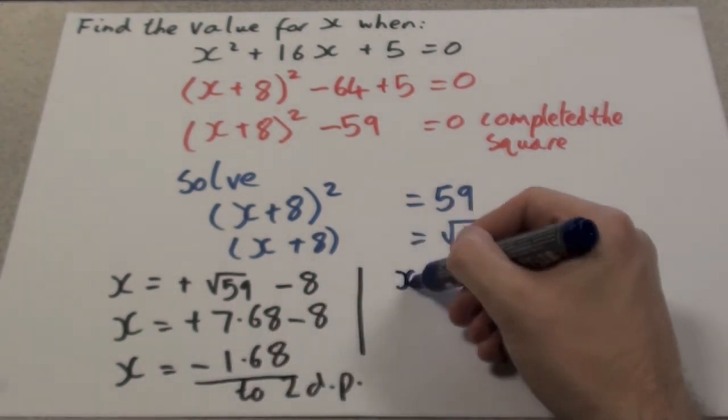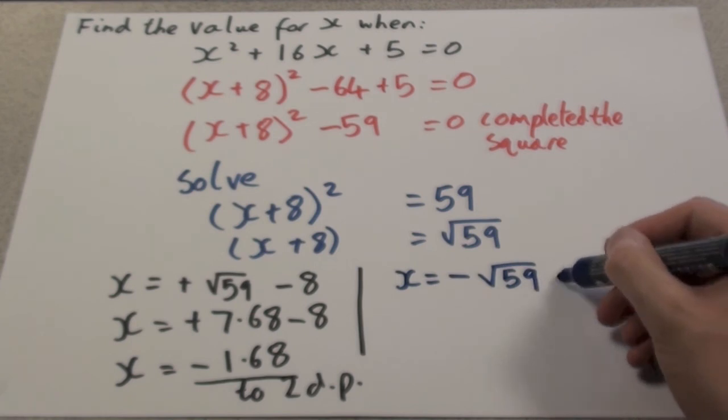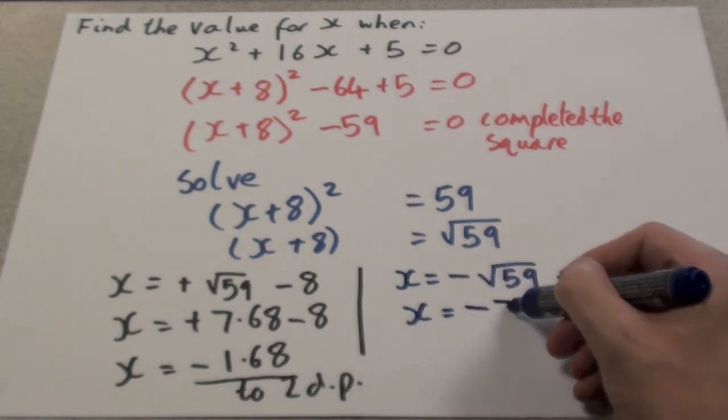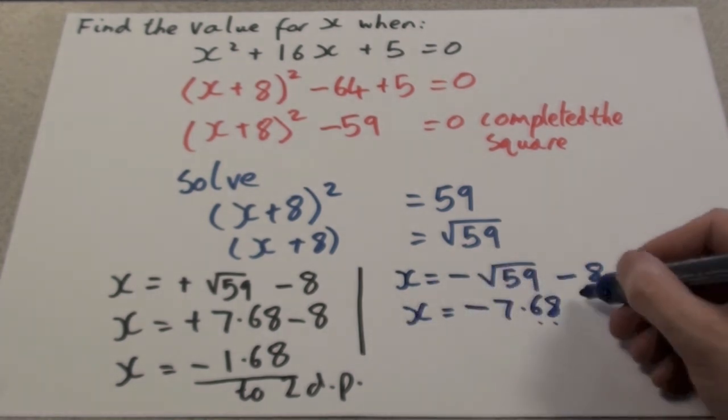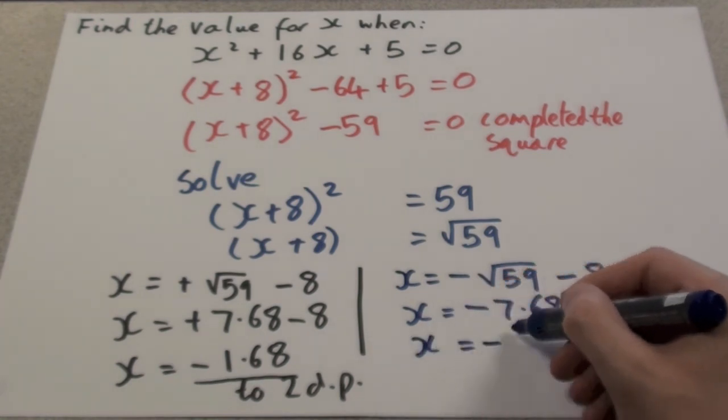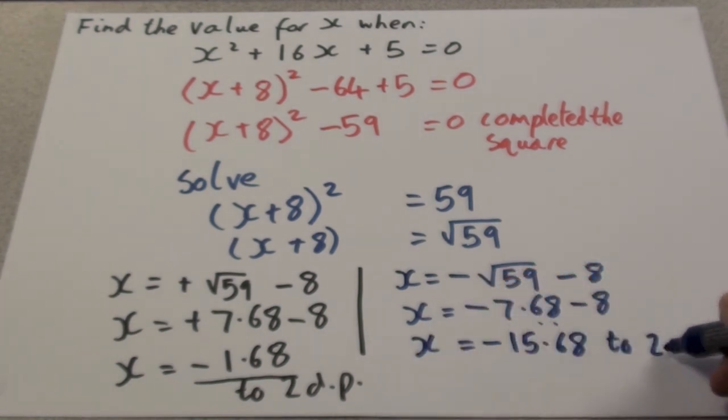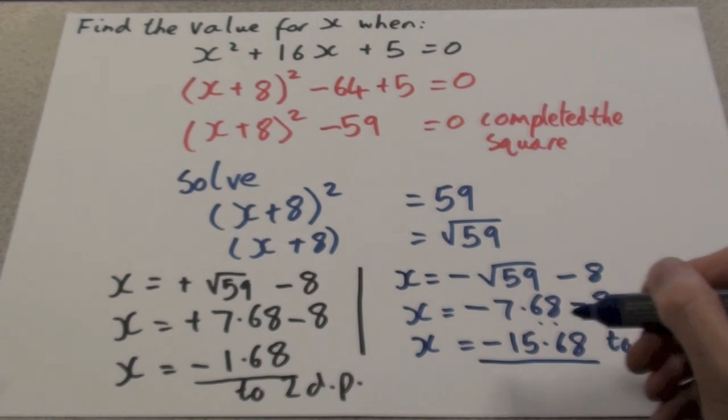The second solution will be the negative square root, so we take negative root 59, take away 8. Again, I've rounded to 2 decimal places here. So we find x is equal to minus 15.68 to 2 decimal places.